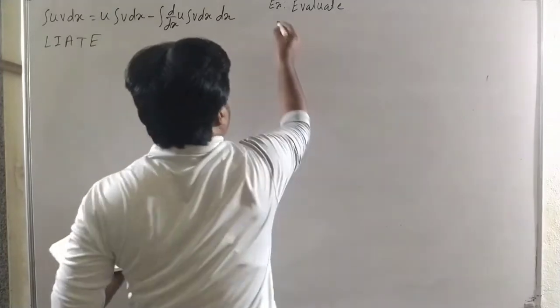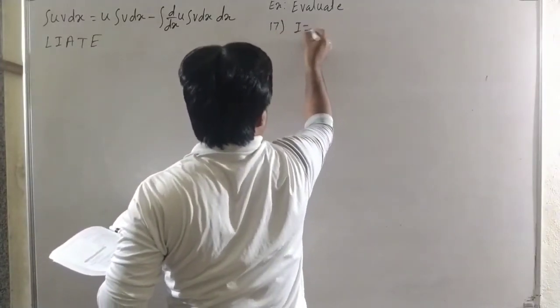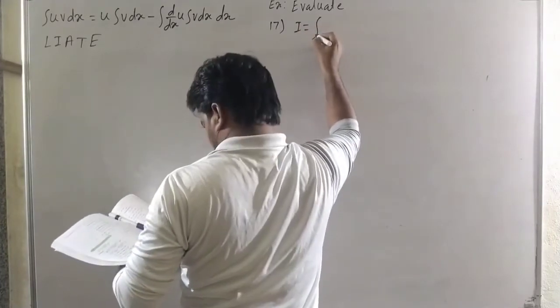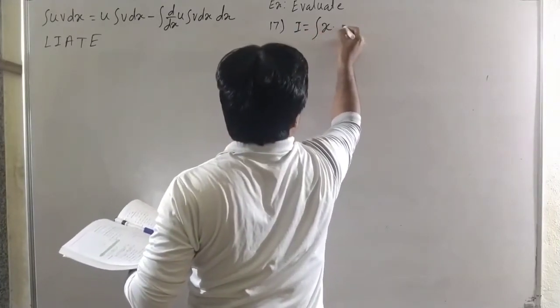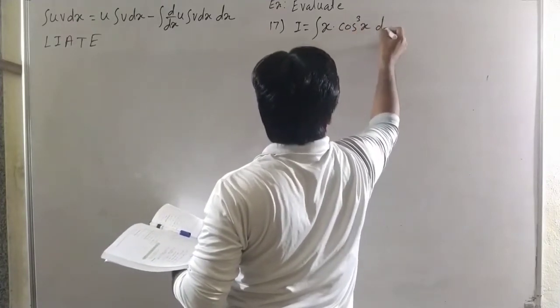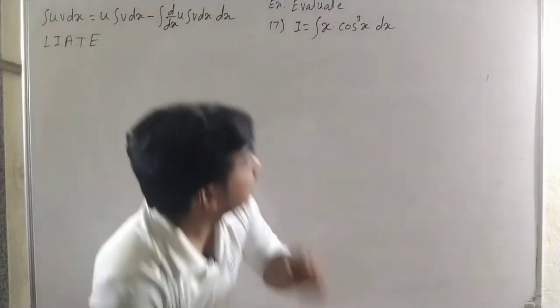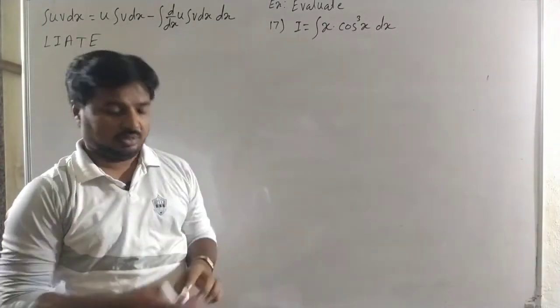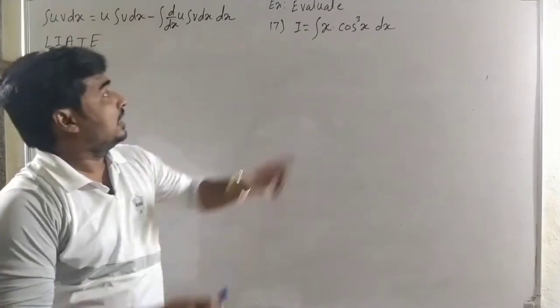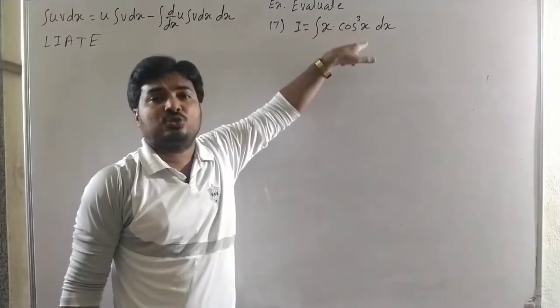Next we take example number 17: integral of x into cos cube x dx. Again it is the same as our first example. In our first example it was x into sin square x, and here it is x into cos cube x.